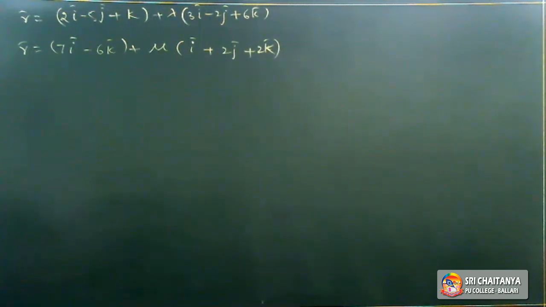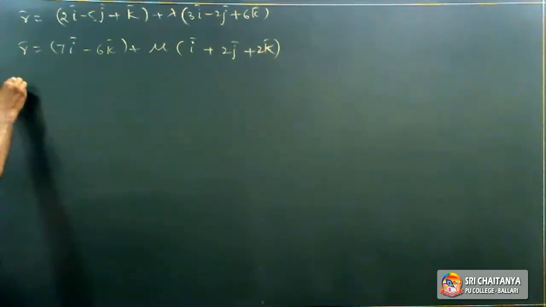I am going to repeat which is on the board. Observe once carefully. r bar is equal to 2i minus 5j plus k bar, k bar you should write down, plus lambda into 3i minus 2j plus 6k bar. And r bar is equal to 7i minus 6k bar plus mu into i plus 2j plus 2k. Right? Now he asked you to find the angle between these two vectors.